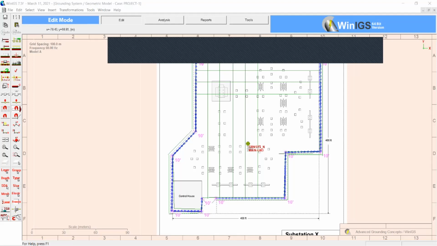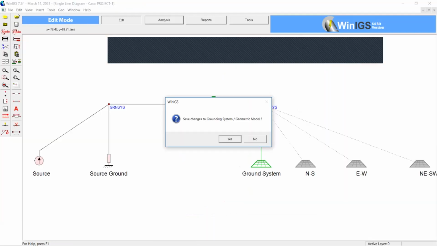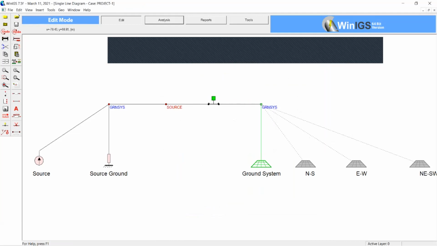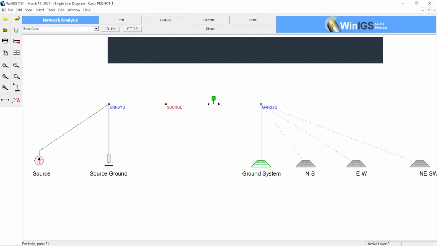Click on the analysis, everyone. It will ask you to save changes to grounding system geometric modeling. You click on yes, because you made a change, right? Before, there was a different soil model. Now you manually put in the data you got by averaging the 3 different models. So you saved it. That's fine.